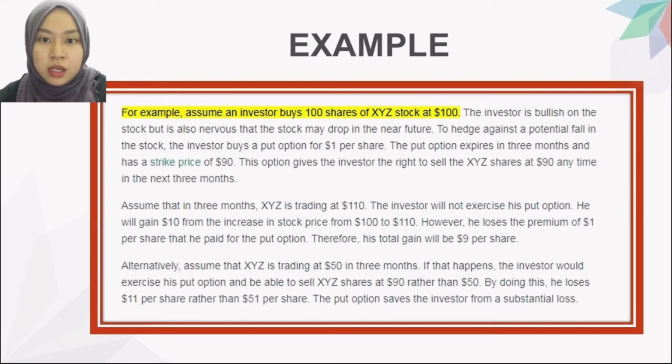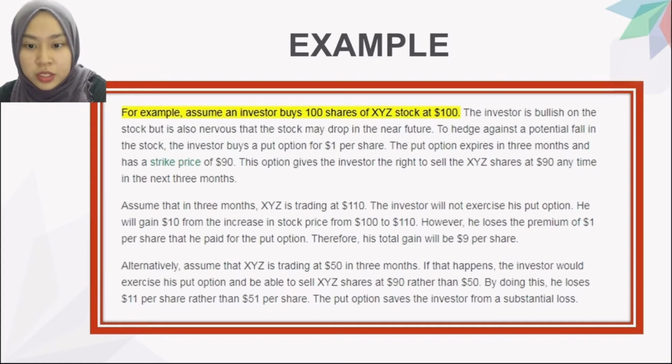So assume that an investor buys 100 shares of XYZ at $100. The investor is bullish on the stock, but he is also nervous that the stock may drop in the future. So to hedge against this, the investor buys put options for $1 per share. The option will expire in 3 months and has a strike price of $90.